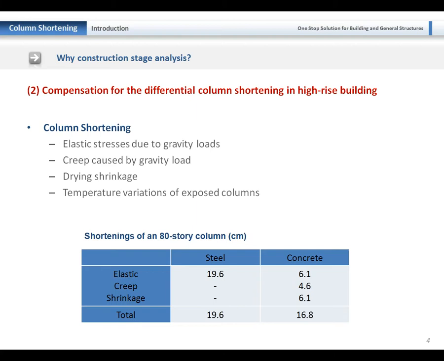Construction stage analysis is required for the compensation of the differential column shortening. Column shortening occurs because of factors like elastic stress due to gravity load, creep caused by gravity load, and shrinkage and temperature variation of the exposed column. This table shows the column shortening for the steel structure and concrete structure, due to elastic shortening, creep and shrinkage, and how much it occurs in an 80-story building.